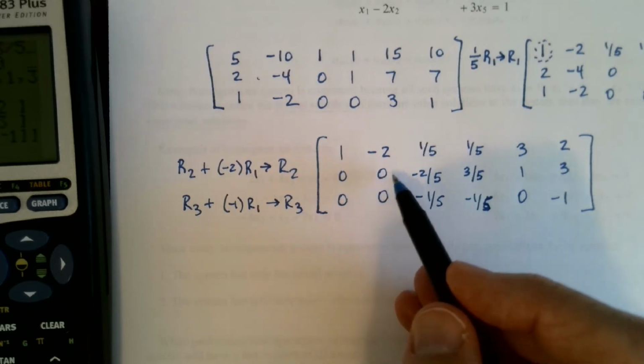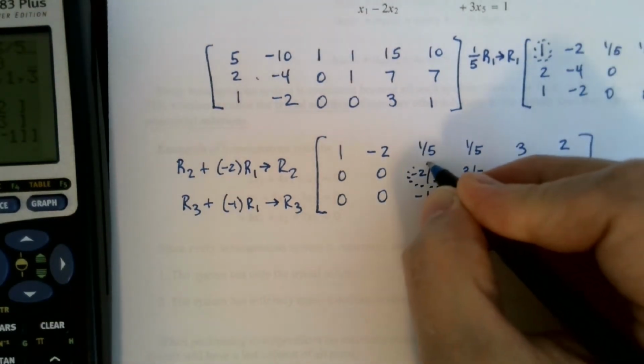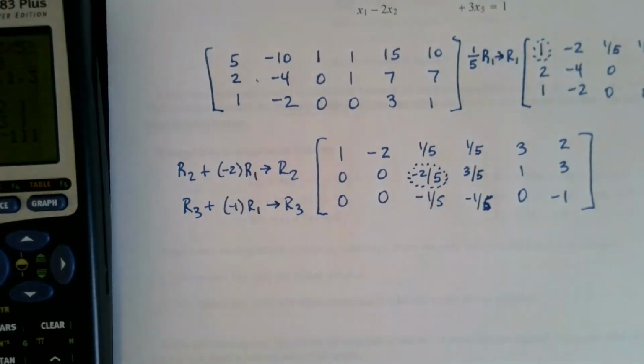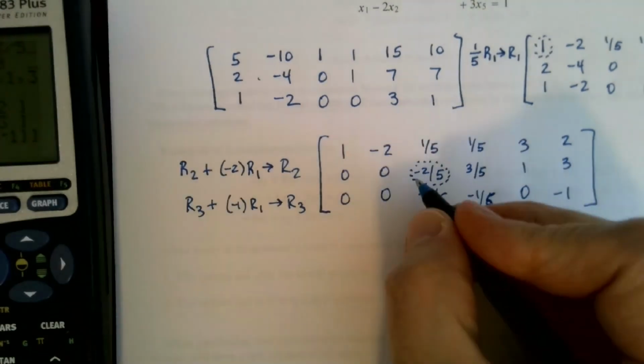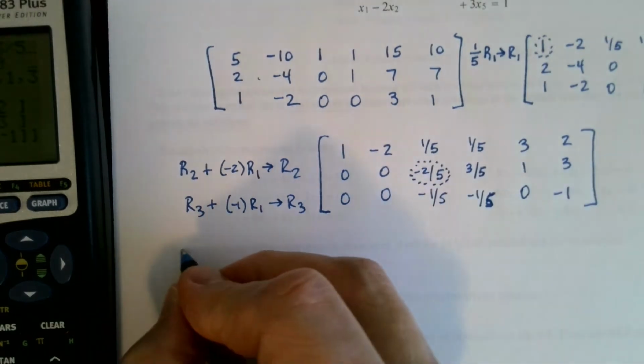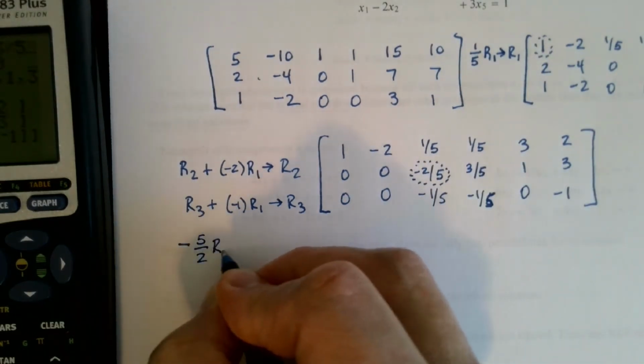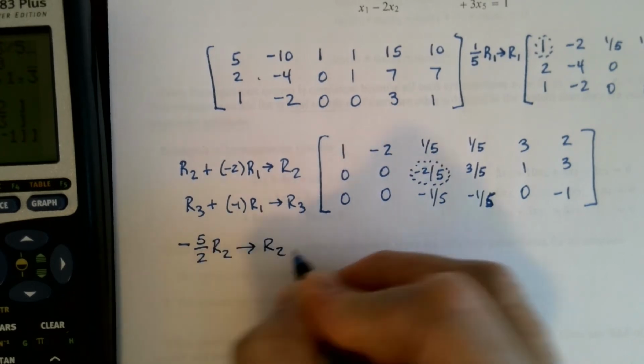So what do we do? We go further over here. This becomes a 1. How do I get that to become a 1? I'm going to multiply row 2 by the reciprocal of -2/5. So I'm going to do negative, what? Reciprocal of 2/5, 5/2 times row 2, and replace row 2 with that.